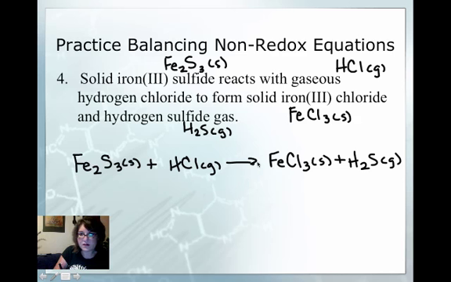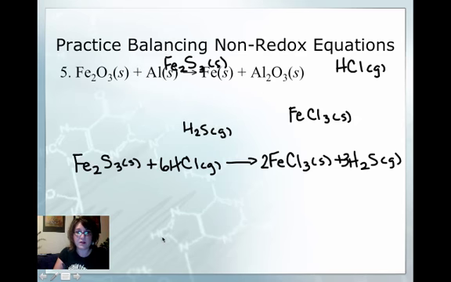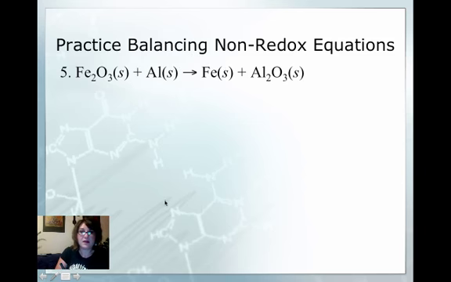So let's start here. I need 2 irons, and I'm going to have 6 of these. That works because I need 3 sulfurs, and that gives me 6 hydrogens. So there we've balanced our equation by inspection, and it worked. Yeah, you like how I picked the hard one to do by inspection, huh? Oh wow. Let's do one more.